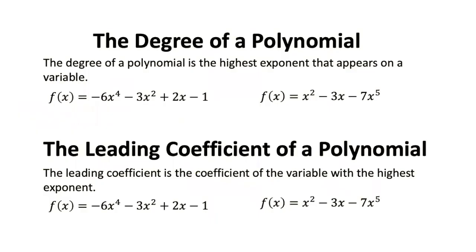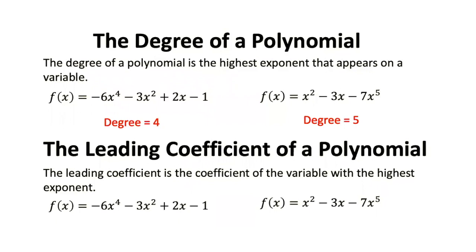Now some vocabulary. The degree of a polynomial is the highest exponent that appears on a variable. So if you look at our first polynomial f of x, you scan the exponents. The highest exponent on the variable is 4. So we say that's a polynomial of degree 4. Now in the second example, the terms are mixed up. They're not arranged in order of exponents, but when you're looking for degree, you still look for the highest. The highest exponent is the 5 on x to the 5th. So this is a degree 5 polynomial.